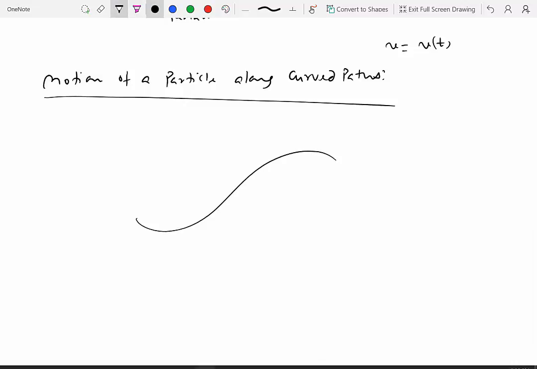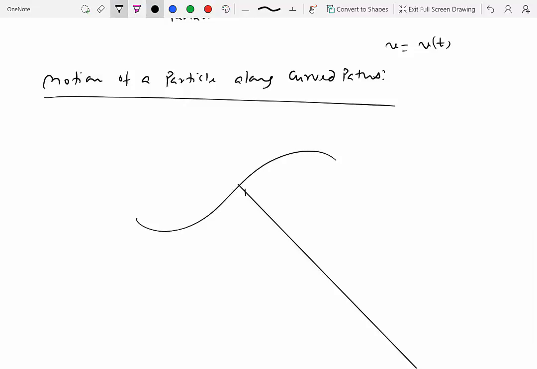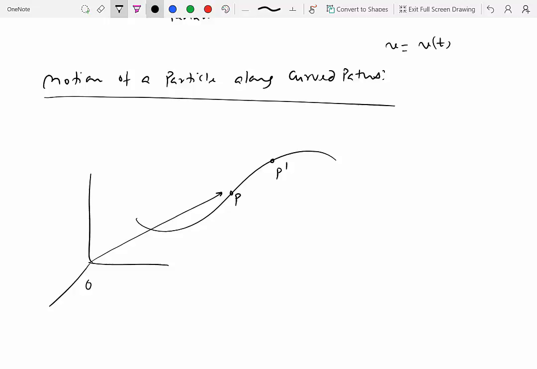Okay, so let's say this is the curved path, right? And here's the particle P. In time delta t, it moves from P to P prime, okay? And we have to have a reference frame. In this reference frame, the position of this is given by Rp, and it moves from P to P prime, and that vector differential displacement is, let's say, dr.